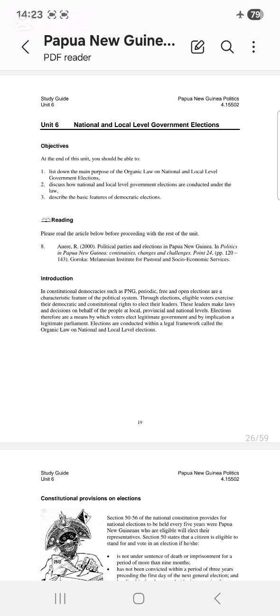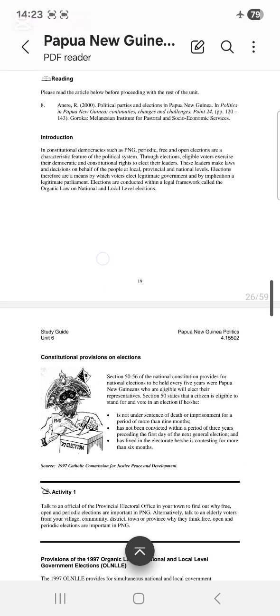So basically, what we will be focusing on is trying to understand the main purpose of the organic law and how national and local government elections are conducted. All right, so that's the purpose of this discussion here. Okay, let's skim through the subheadings here to understand the content.